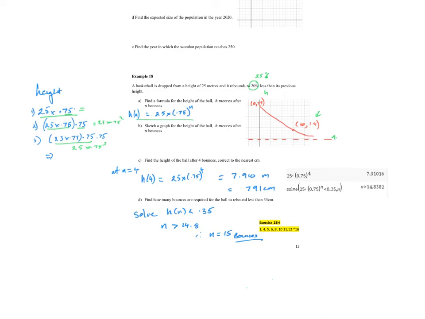Find the height of the ball after 4 bounces. So at n equal to 4, substitute n equal to 4 into the equation. I get 7.91 meters, which to the nearest centimeter was 791 centimeters.